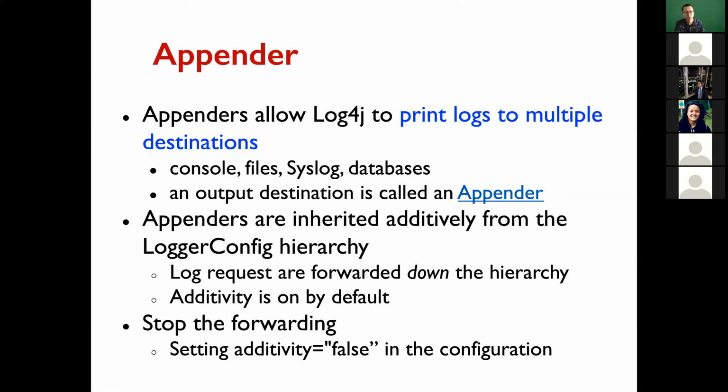Appenders are also inherited additively from the logger config hierarchy. So we'll give concrete examples later, but here it means the log requests are forwarded down the hierarchy. So if a root logger is output to one appender, then its children will also be output to the same appender. That causes additivity. We will give more details later. If we want to stop this forwarding, we can set additivity equal to false in the configuration.